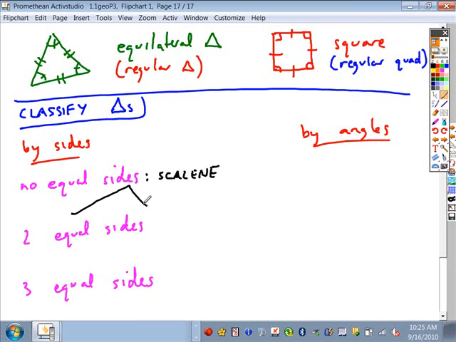To illustrate it, if we just drew in a triangle, 1 tick mark, 2 tick marks, 3 tick marks indicate that you have 3 sides of different lengths. Therefore, you have a scalene triangle. You can have a triangle with 2 equal sides. So again, 2 tick marks and 1. Each of these represent a triangle with 2 equal sides. These are called isosceles.